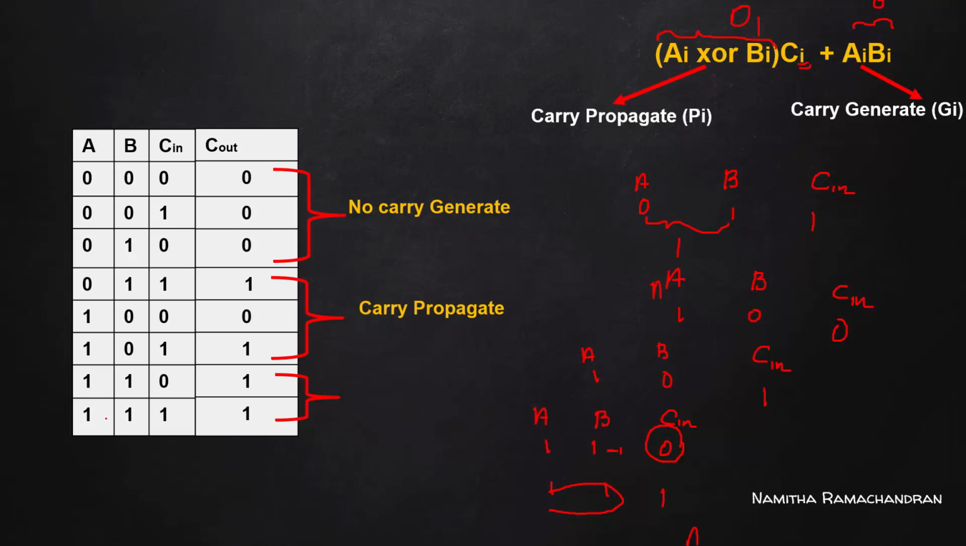So in these two input combinations, it indicates carry generation. The first three input combinations indicate no carry generate. And the second combination, these three inputs, indicate carry propagate. And the last two input combinations indicate carry generate. Okay.